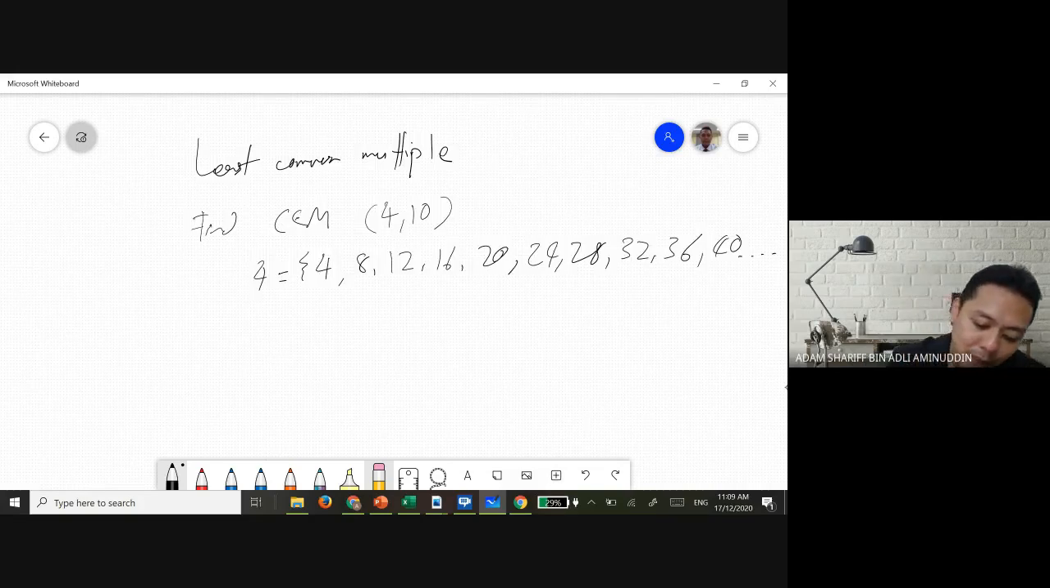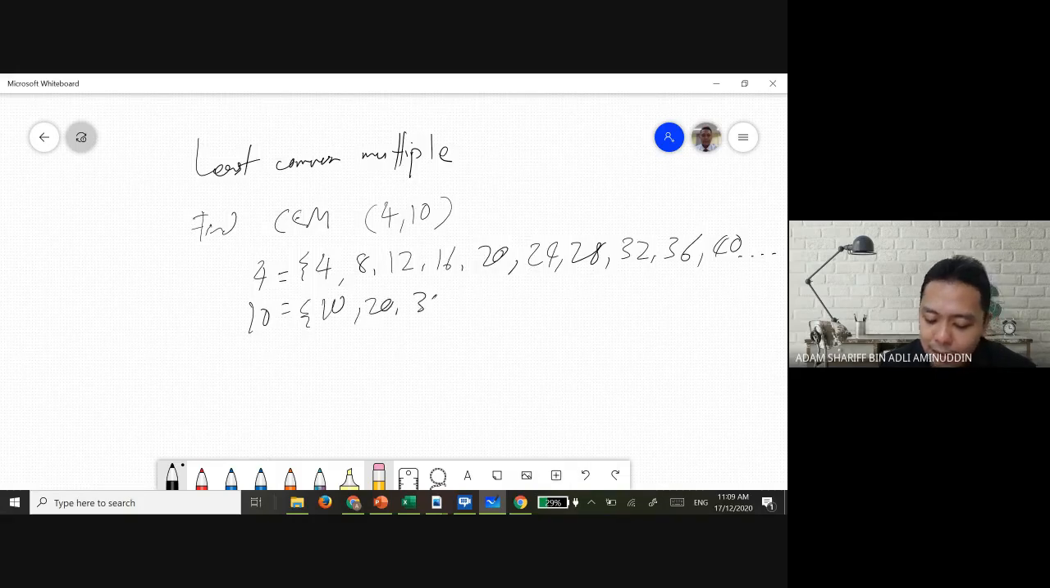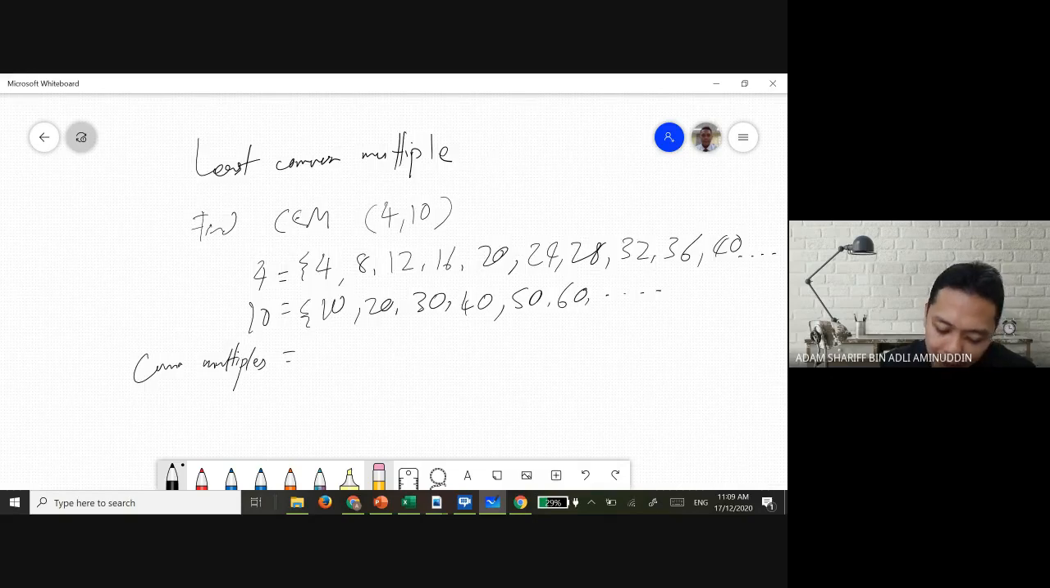Okay, for 10 is 10, 20, 30, 40, 50, 60, and so on. And between them, what is the common multiples? You have 20, you have 40. Right now lah, there are more. And between them, what is the least one or the smallest one is 20.